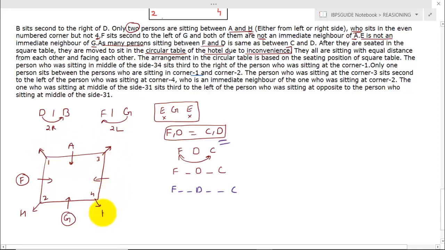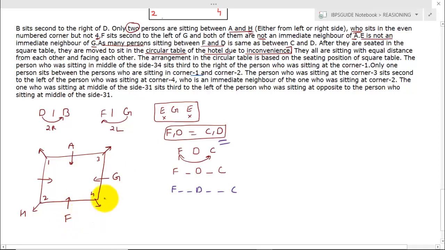Now this is the last position to check for D. If I place D at this position, then the second right will be in the anti-clockwise direction, which is not possible because H is already occupied. So from this we can clearly conclude that G is not at the right position. Cut down G, place G at this position. From G, second left will be 1 2, F must be at this position.